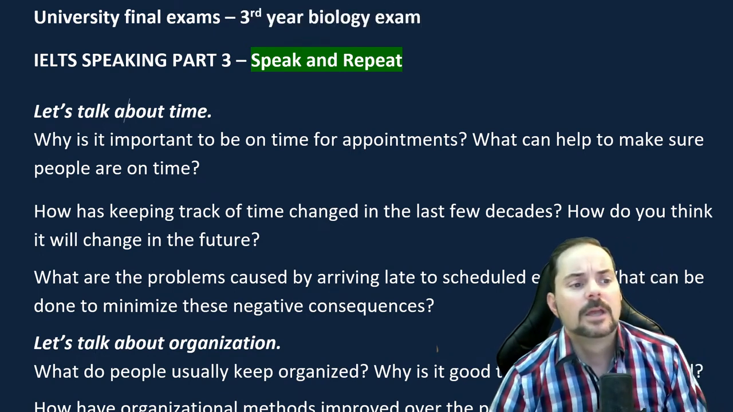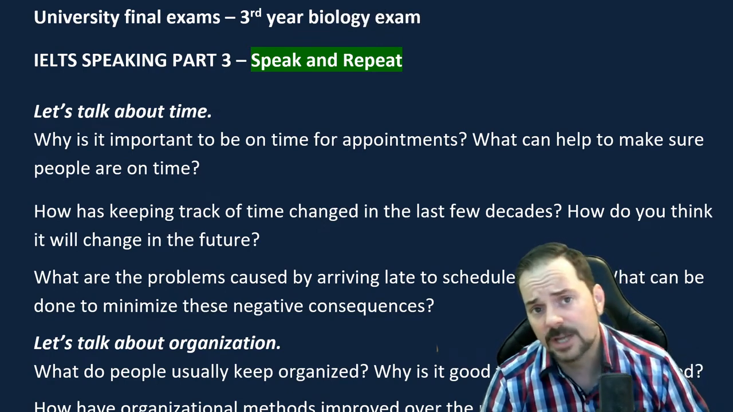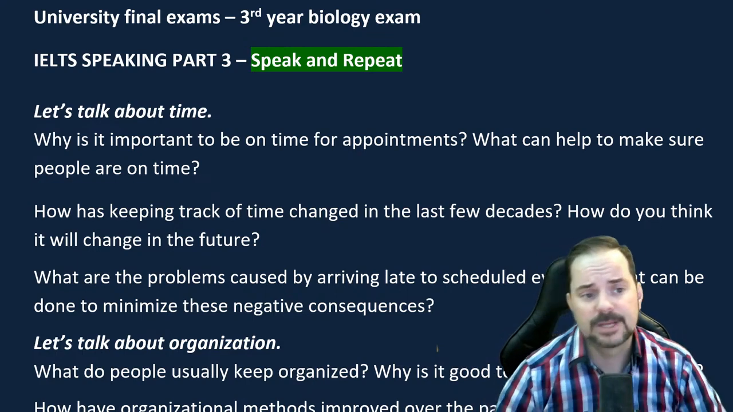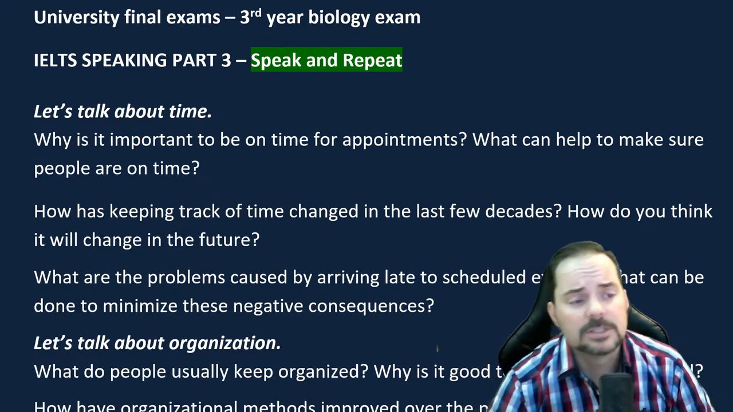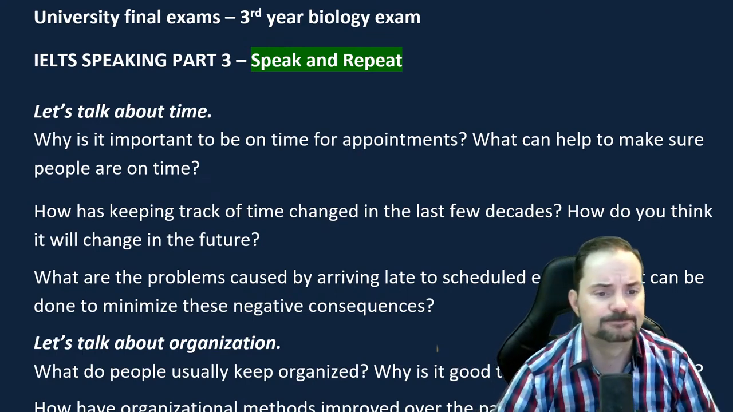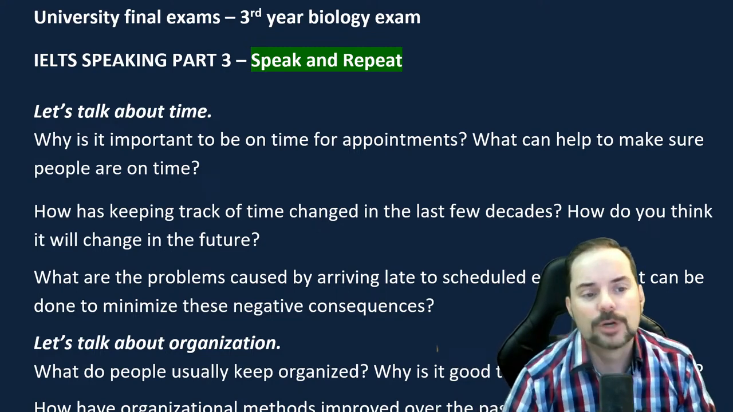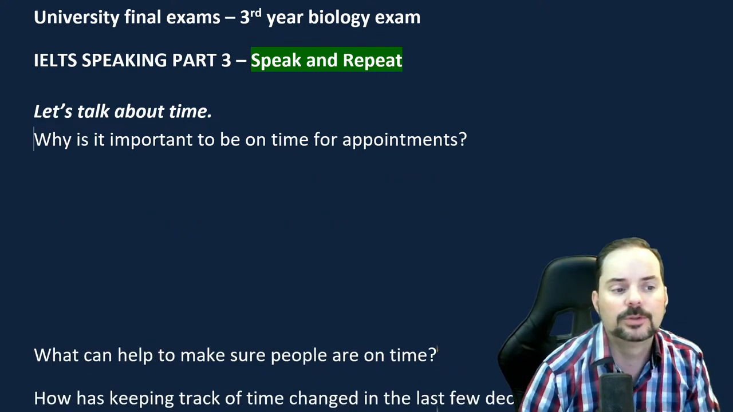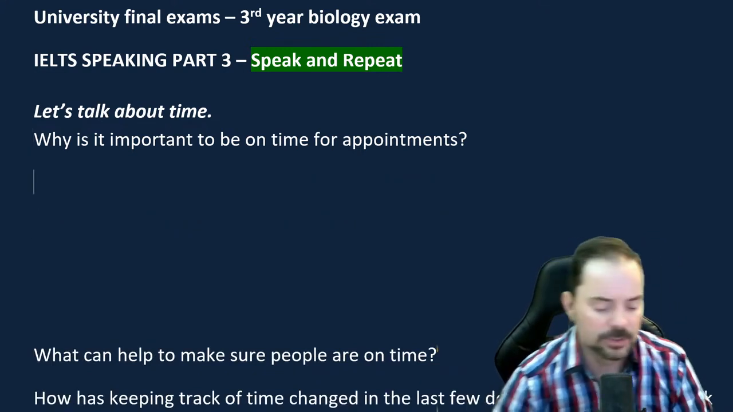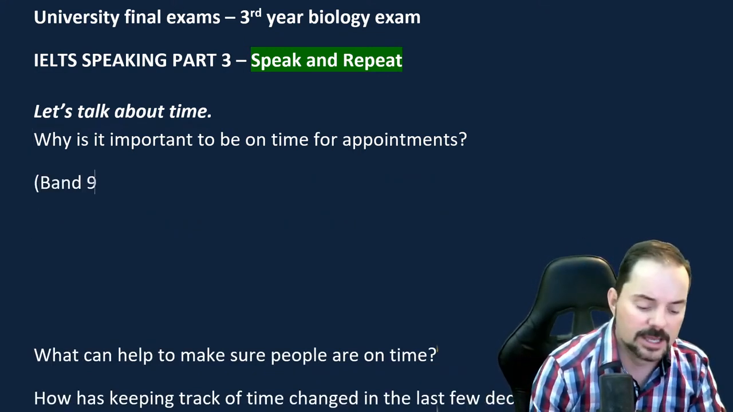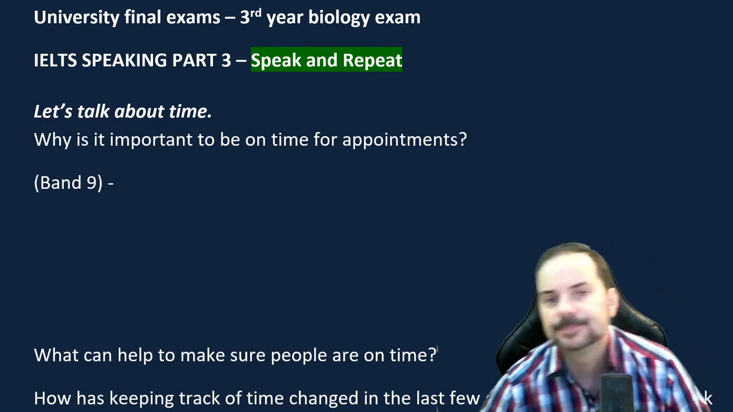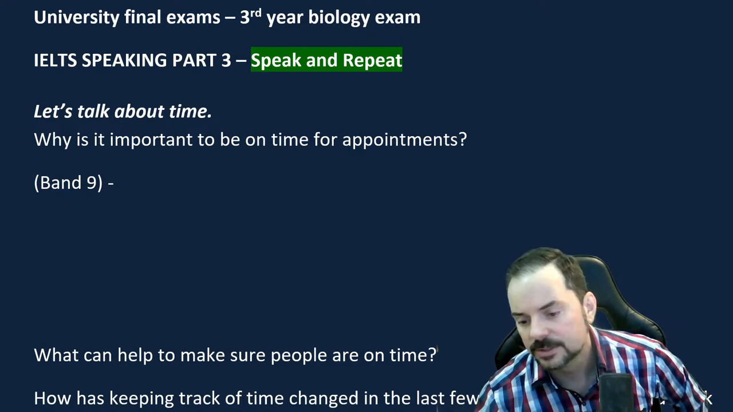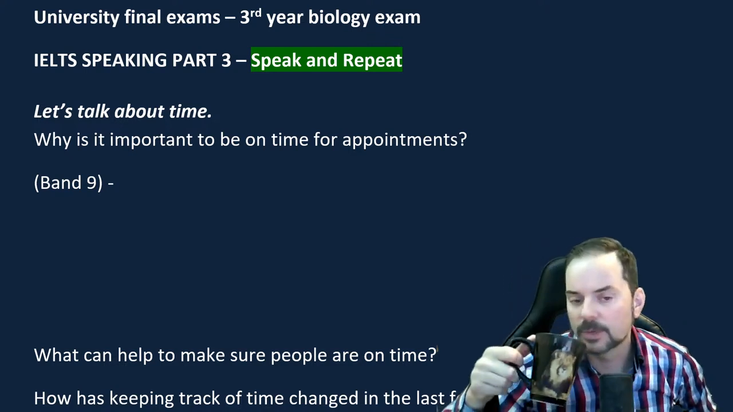Okay. And now the examiner says, okay, your time is up. I'm taking back the questions. Please put the notepaper, the pencil to the side. We will now continue with part 3. Let's talk about time. Why is it important to be on time for appointments? Give me a nice full sentence for this one. I will do the same, and then we'll compare. I'm going to give you a band 9 level response. You do it also, and then we'll see who is doing it well and where we need improvement.